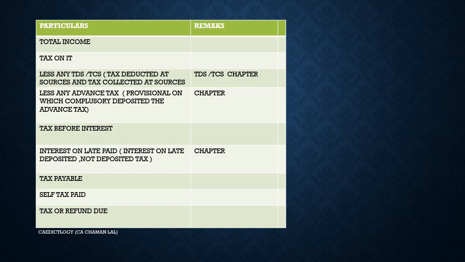TDS, TCS, tax deducted at source, tax collected at source, is a full-fledged chapter that we will discuss in detail. Advance tax, provisional tax, is also a full-fledged chapter and we will discuss it in detail. Interest on late deposit or non-deposit is also a full-fledged chapter and we will discuss it in detail.